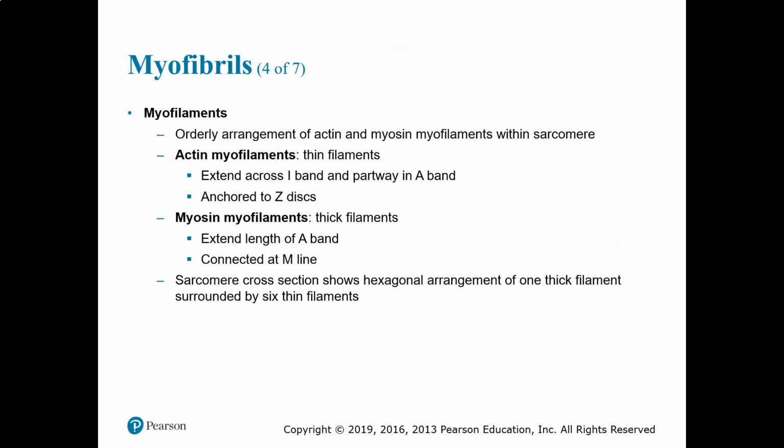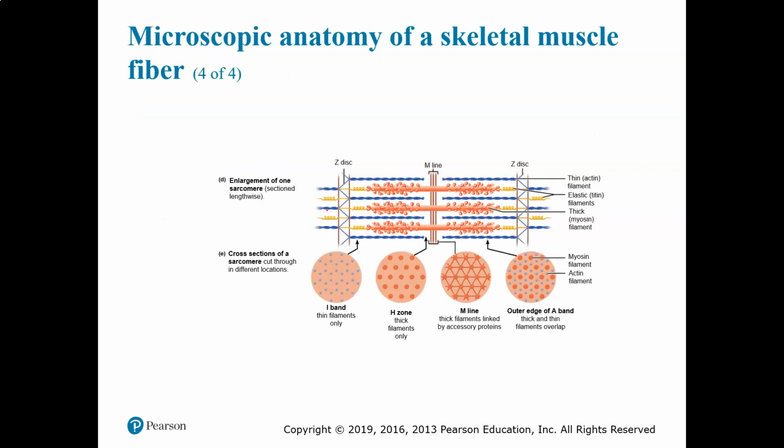Okay, so myofilaments are an arrangement of actin and myosin within a sarcomere. The actin myofilaments are called thin filaments. The actin and the myosin together are going to produce your muscle contractions. The myosin filaments are the thick filaments. And you can see here they have kept, in the drawing, the actin or thin filaments blue, and the myosin or thick filaments red. These are your myosin filaments.